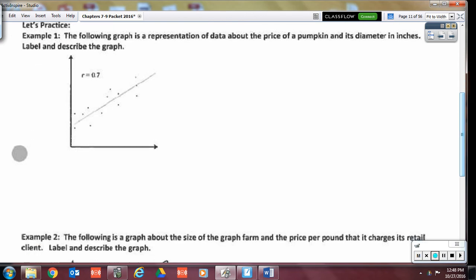So an R value of 0.7 would be what kind of strength? Yeah, that's our strong. So we're going to start off. There is a strong. It's not weak, and then what else comes next?